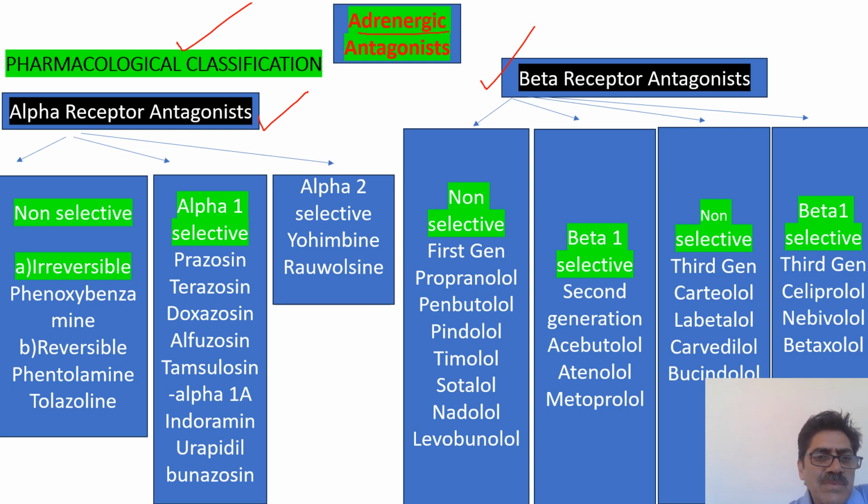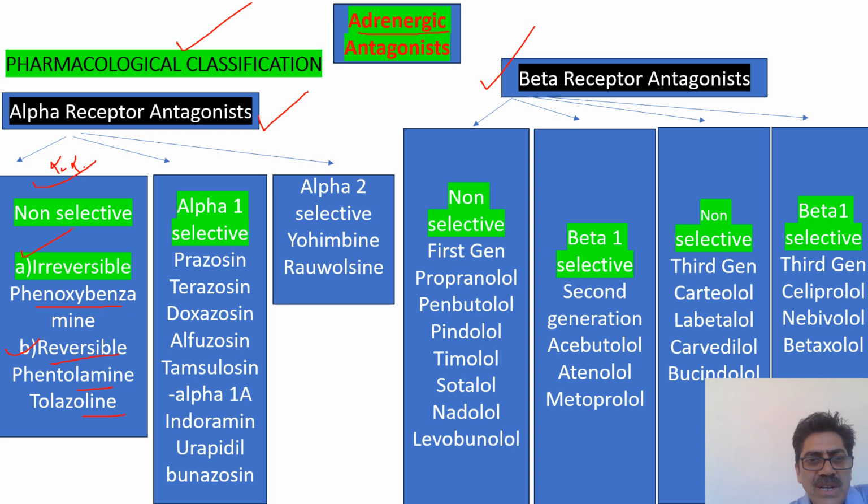So alpha receptor blockers or alpha receptor antagonists can be further subdivided into non-selective alpha receptor antagonists. They may be either irreversible in their activity or they may be reversible. So far as the irreversible one is concerned, its example is phenoxybenzamine, and in the reversible category we have phentolamine, tolazoline. Non-selective means they will act upon both alpha 1 as well as alpha 2 receptor.